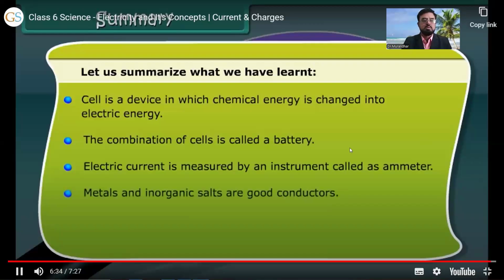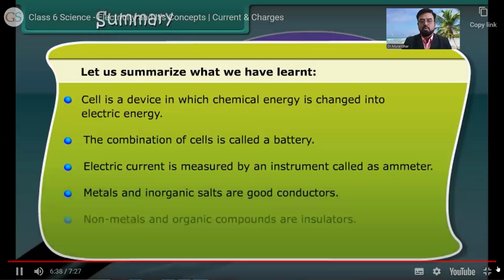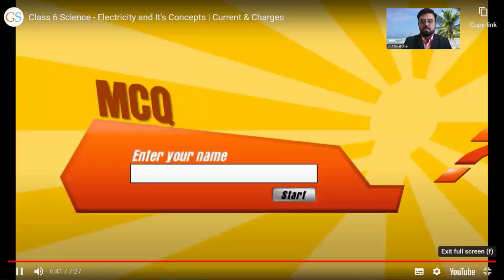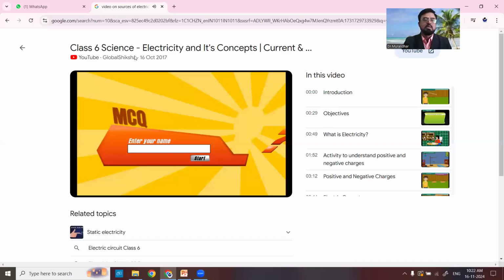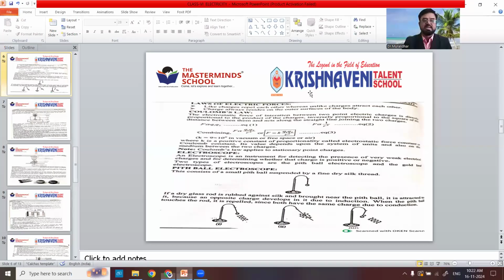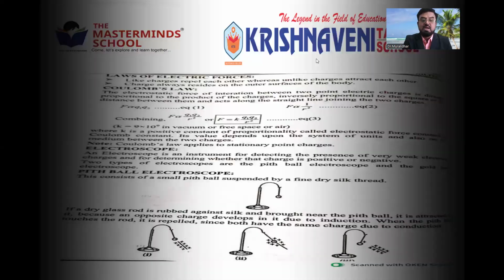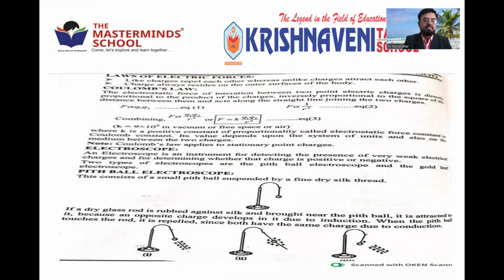Let us summarize what we have learned. Everything is clear. Electricity is a form of energy. Charges always occur together. Like charges repel, unlike charges attract. So we learned the complete basics about electricity, up to conductors, insulators and all. Then we learned what the law of electricity is, right?